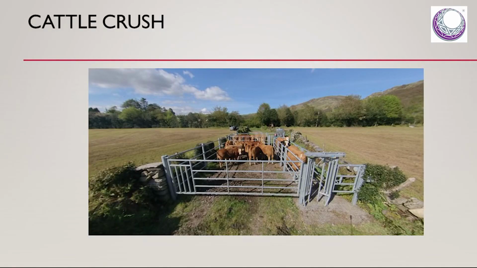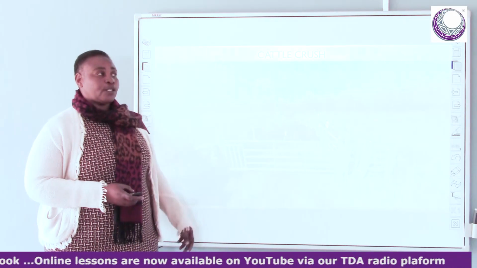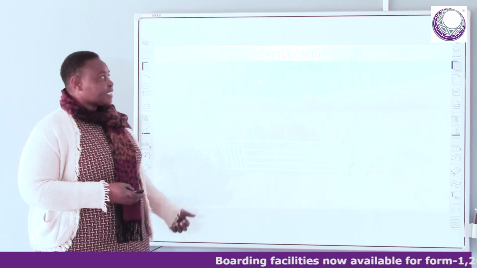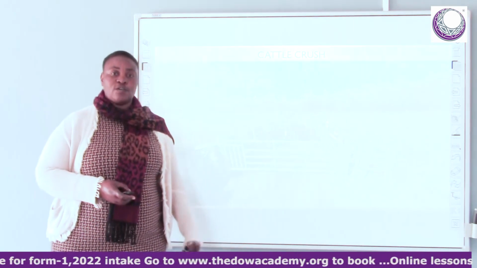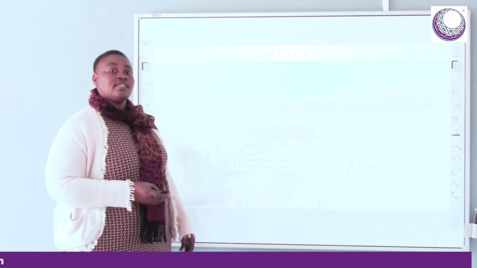Now, usually people confuse a kraal and a crush. I want us to look at the crush, the cattle crush. This may seem to be like housing, but it's actually a handling cage. A cattle crush is used when you are carrying out activities such as vaccinating animals, branding animals, dehorning or disbudding. So I want you to take note of the difference: a cattle crush is not for housing animals, but it is actually a handling cage which helps you to carry out certain activities.